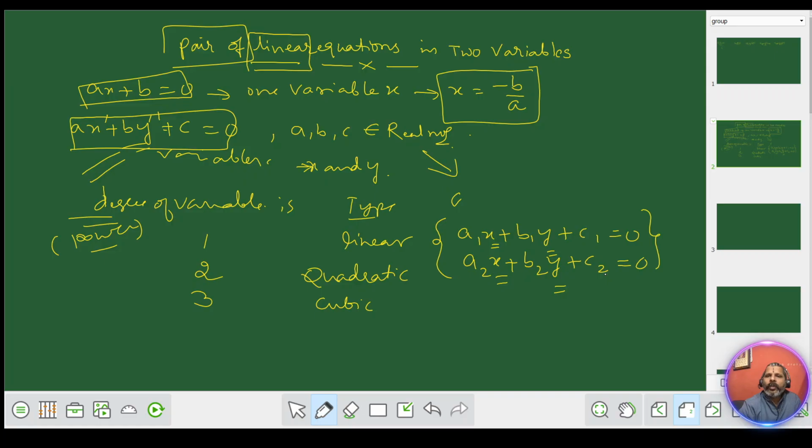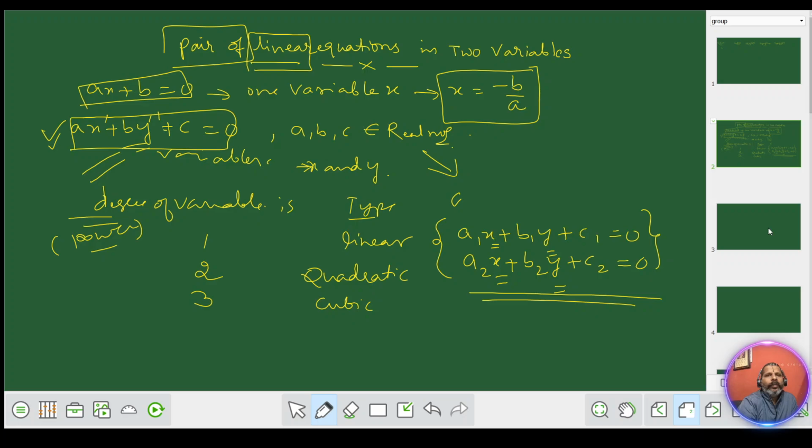These two can be solved now to find x and y. We have different methods of solving these two equations. We'll see them in the coming classes. But to know about a pair of linear equations in two variables, this is the standard form. This is a single equation in two variables. This is a pair of linear equations in two variables.